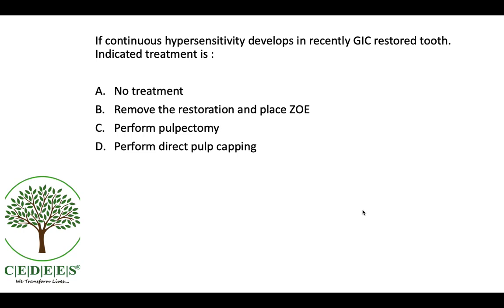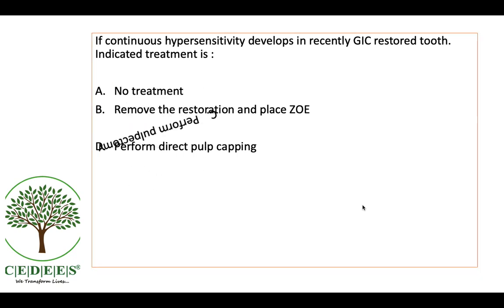Why? Because if you read the question properly, it says continuous hypersensitivity. So continuous pain and continuous hypersensitivity indicates towards irreversible pulpitis. And what is the treatment plan for irreversible pulpitis? Root canal treatment or pulpectomy. So the correct option here is perform pulpectomy. Okay.